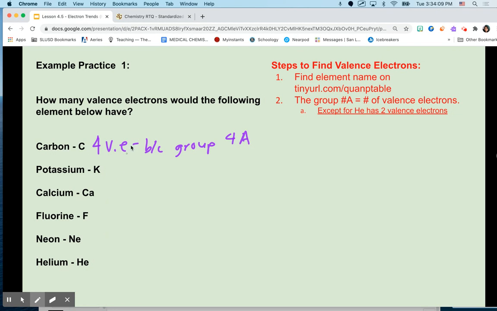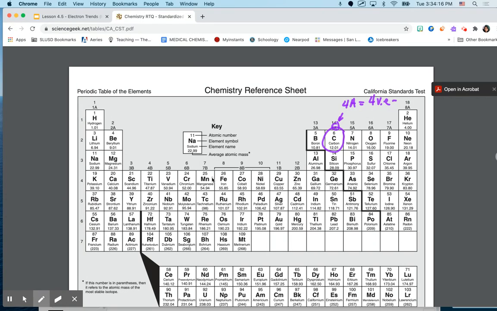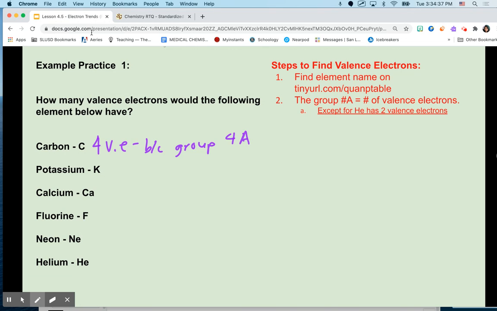Well, what about potassium? Let's do that one in a different color so you know that we're on a different problem. I'm going to look for the element potassium going left to right. Since I have these memorized, you kind of know where they're at. Potassium is here, element symbol K. If I look up at the group number, aha, it is in group 1A, so therefore it will have 1 valence electron.